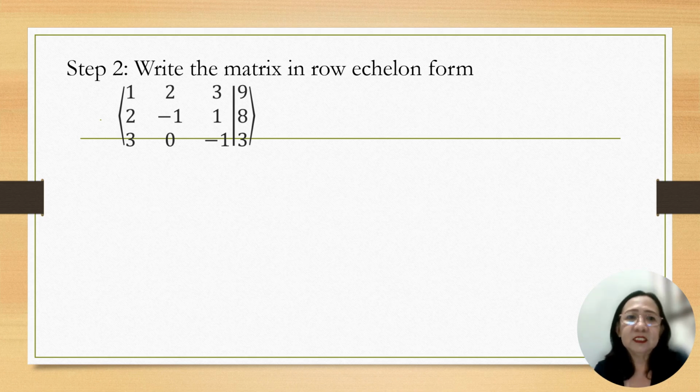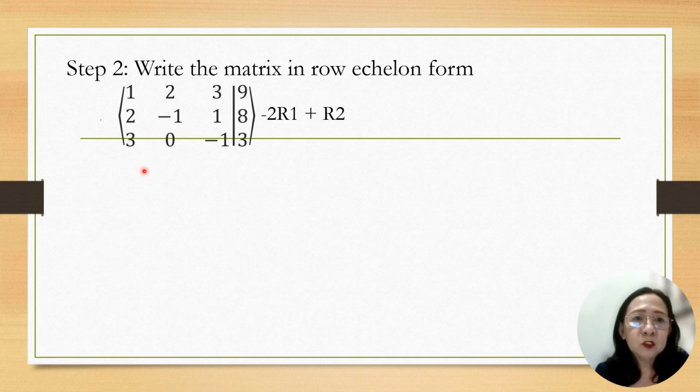So looking now at the first entry or the pivot, that is already 1. So our next step is to make this 2 a 0, the same with 3. So the first operation we're going to do is to multiply negative 2 to our first row and add to the second row. To make 3 a 0, we have the operation negative 3 times row 1 added to row 3. So what is now the result?